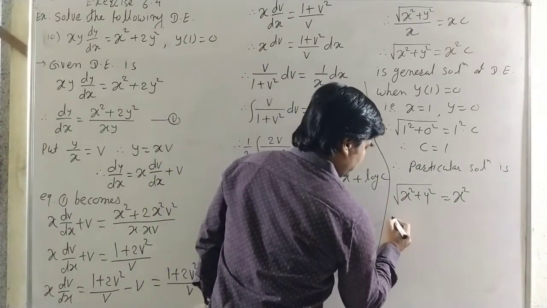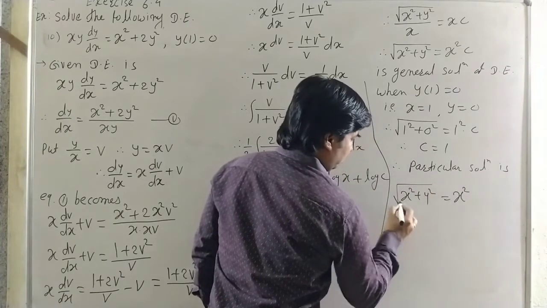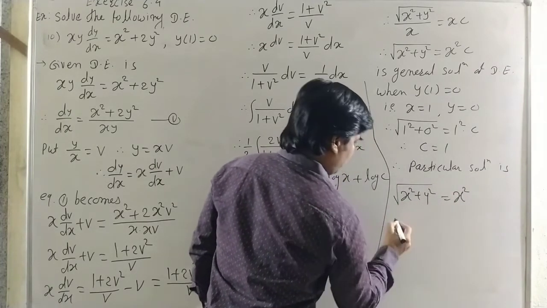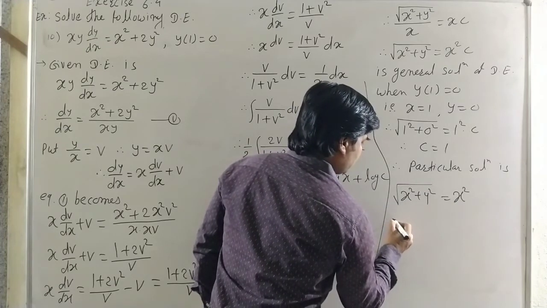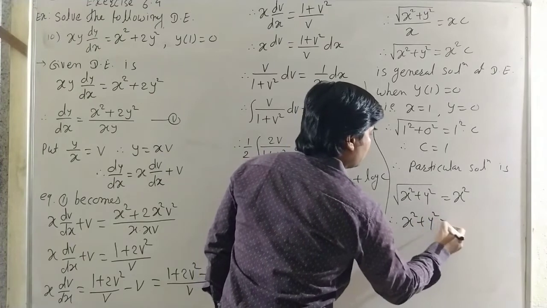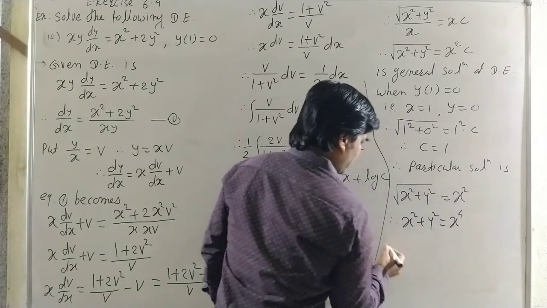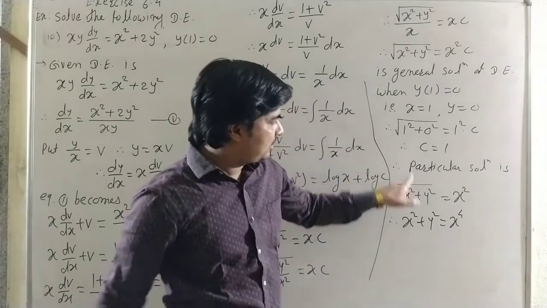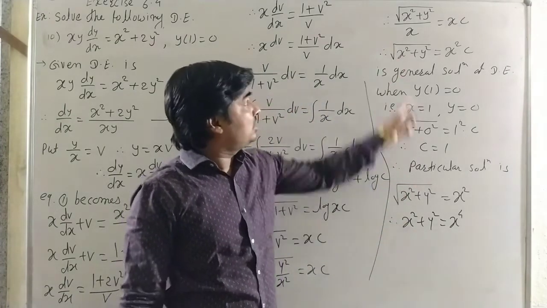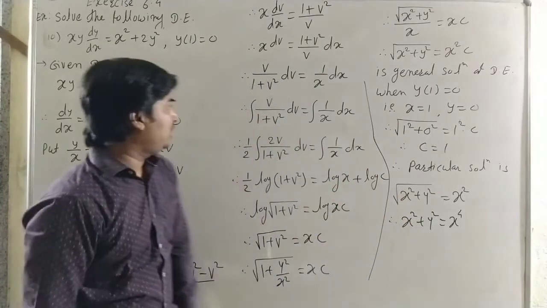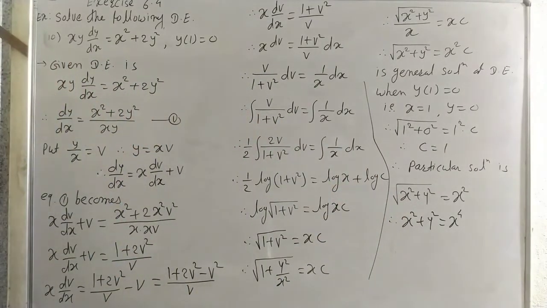Okay, or taking square on both sides, then x square plus y square is equal to x to the power 4. It is x square plus y square is equal to x to the power 4 is particular solution of the differential equation. See carefully this. It is a general solution and it is a particular solution of this differential equation.